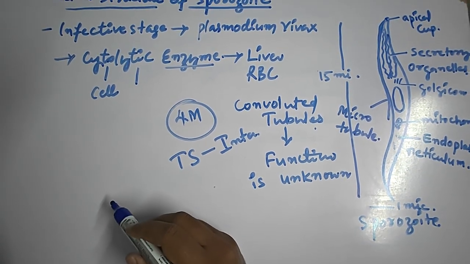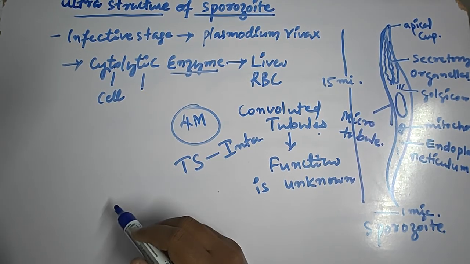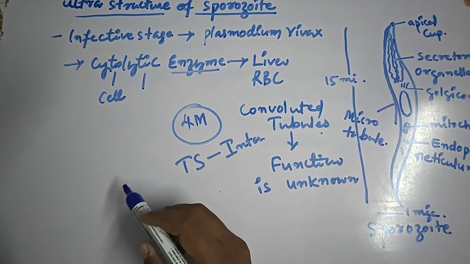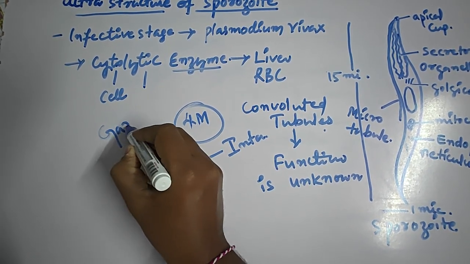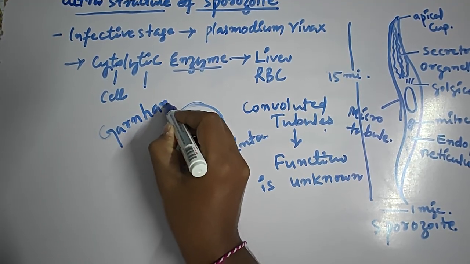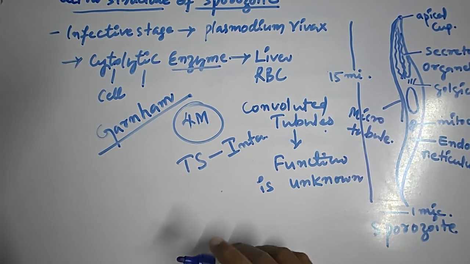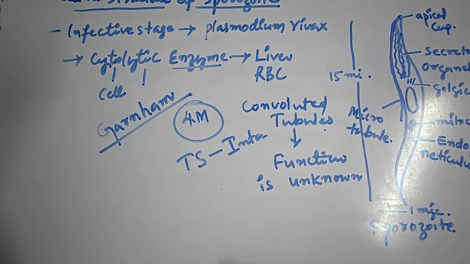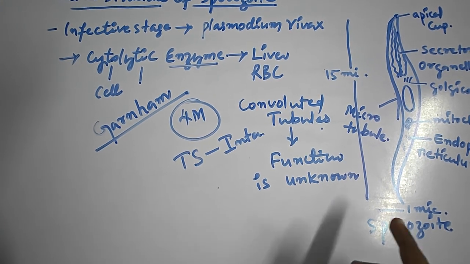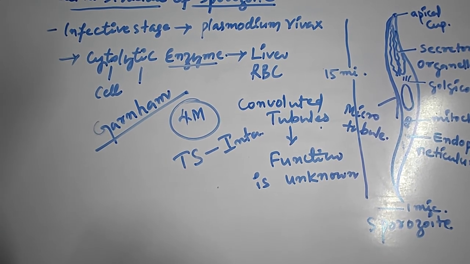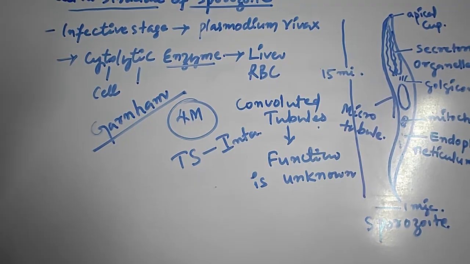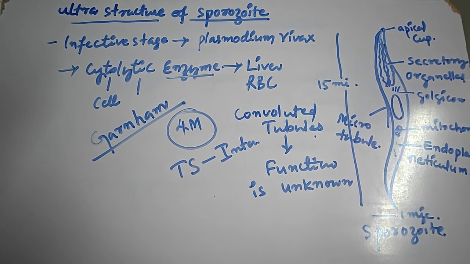This ultrastructure of the sporozoite was explained by the scientist Garnham. It is 15 microns in length and 1 micron in width. So that is about the ultrastructure of the sporozoite.